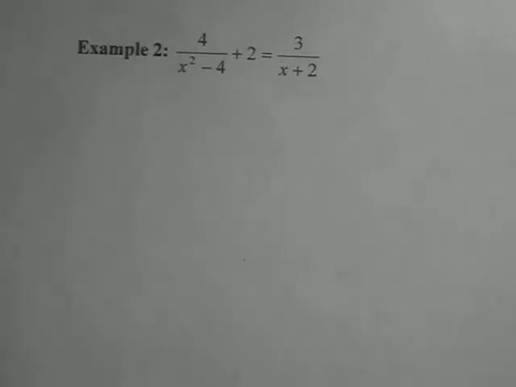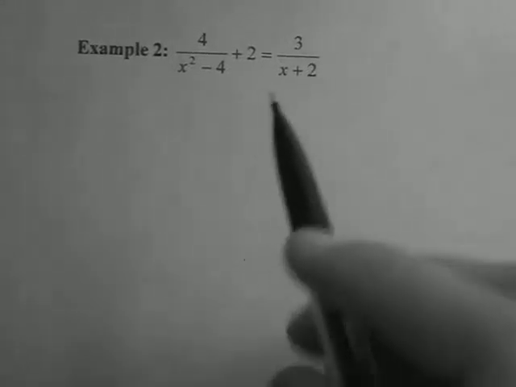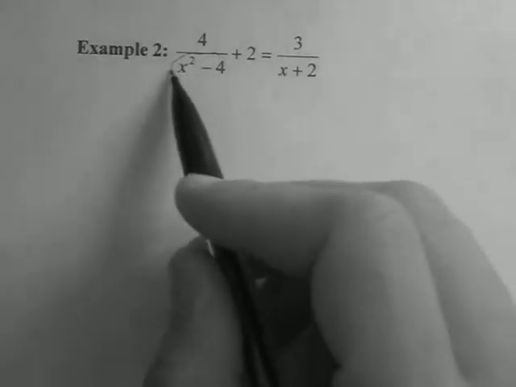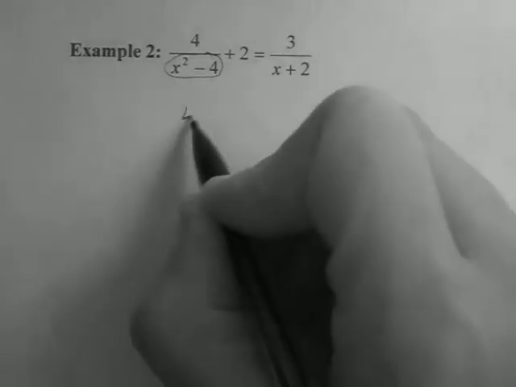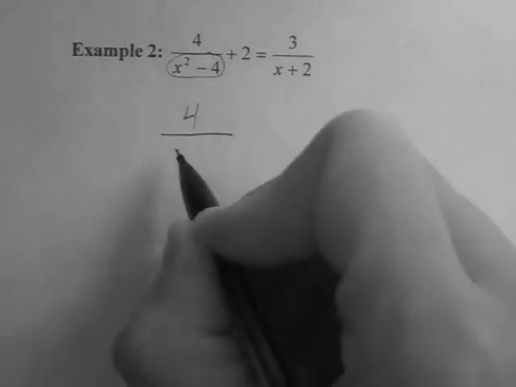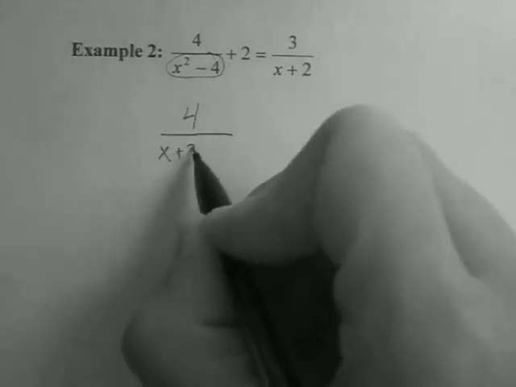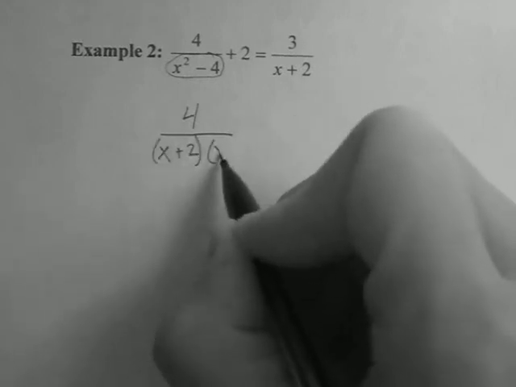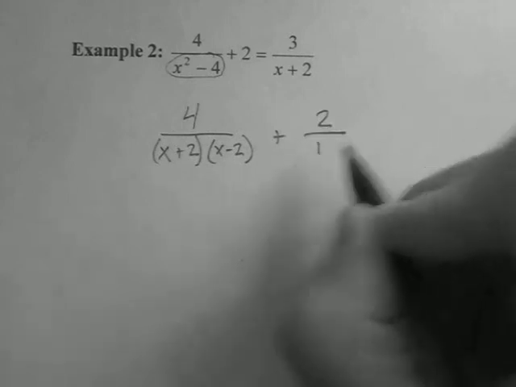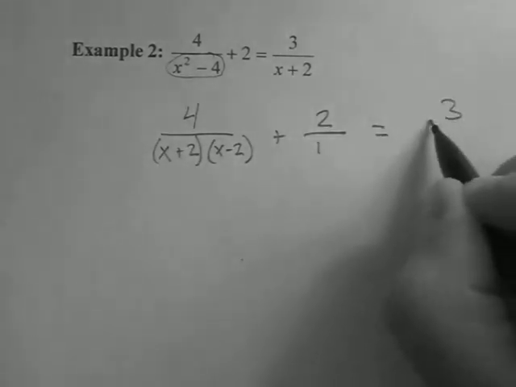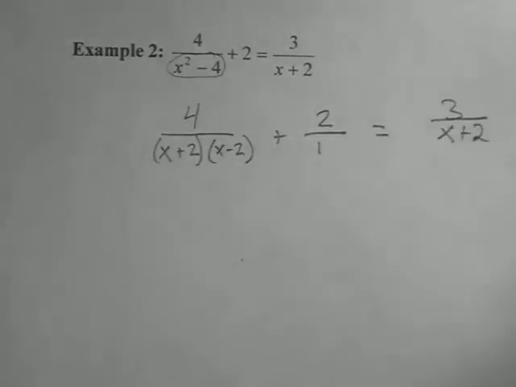This example is very similar to the last one, but we notice that this term in the denominator can factor. Anytime that's true, you need to factor it first. So I have 4 over, this is a difference of perfect squares, so I have x plus 2 times x minus 2, plus I'm going to write this as 2 over 1 equals 3 over x plus 2.